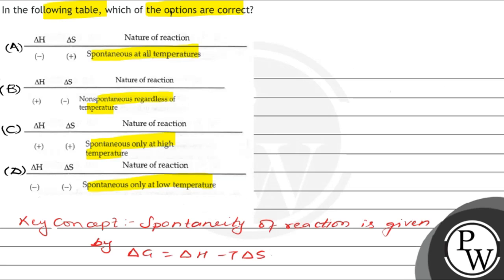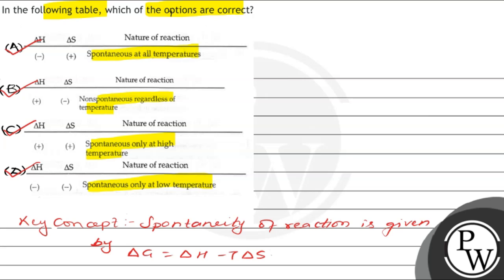Let's check the options. Option A is when delta H is negative and delta S is positive, the reaction is spontaneous at all temperature, which is correct. Option B, when delta H is positive and delta S is negative, the reaction is non-spontaneous regardless of temperature, which is also correct. Option C is when delta H is positive and delta S is positive, the reaction is spontaneous only at high temperature, which is also correct. And option D is when delta H is negative and delta S is negative, the reaction is spontaneous only at low temperature, which is also correct.